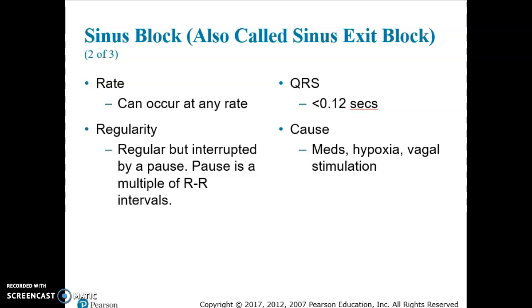QRSs again can be positive, negative, isoelectric. It really depends on the lead being monitored. And the sinus block is a pause that occurs when the sinus node impulse is not conducted out of the sinus node itself. It can happen at any rate. QRS is less than 0.12 seconds, and causes can be medications, hypoxia, and vagal stimulation.